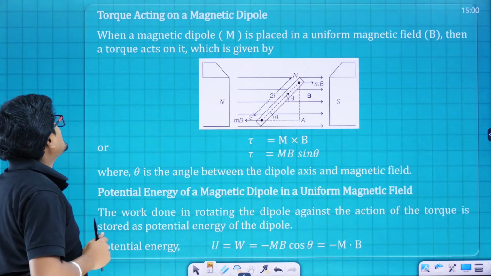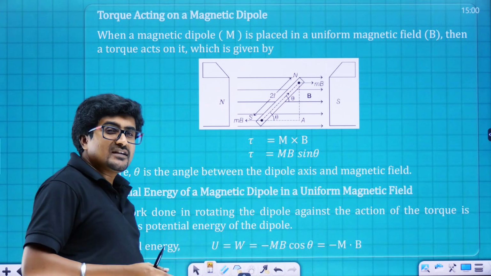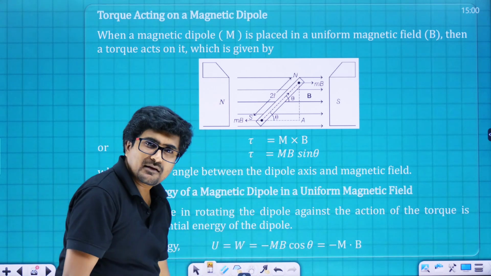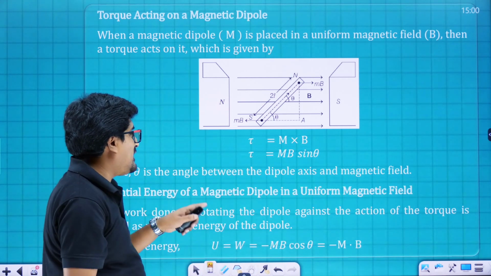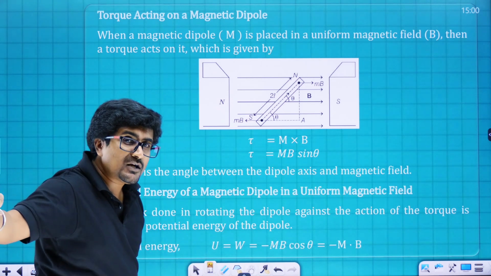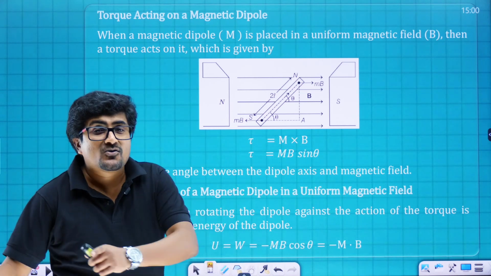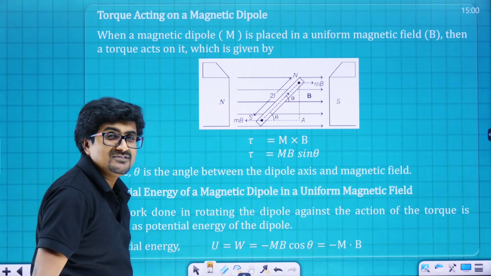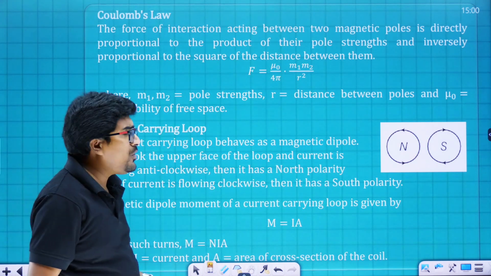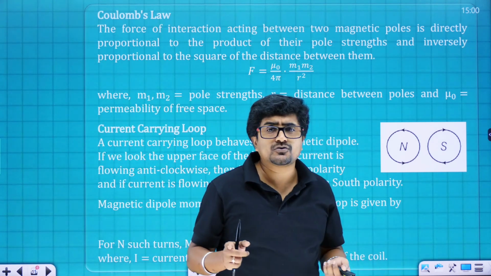Moving to the next, that is the torque acting on a magnetic dipole. In case of electric dipole, we had the mathematical expression as P sine theta. So here it is going to be MB sine theta. There it was P sine theta, here it is MB sine theta. Then work done in rotating, there it was P cos theta 1 minus cos theta 2. Here it is going to be MB (cos theta 1 minus cos theta 2). There the potential energy was minus P cos theta. Here it is minus MB cos theta.